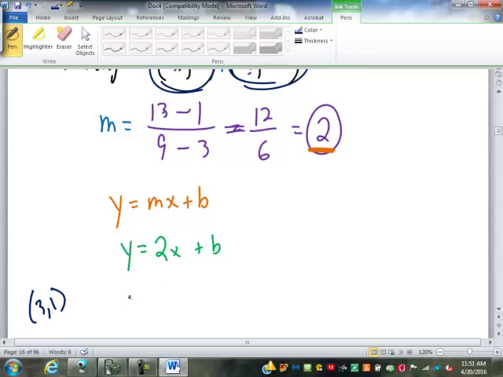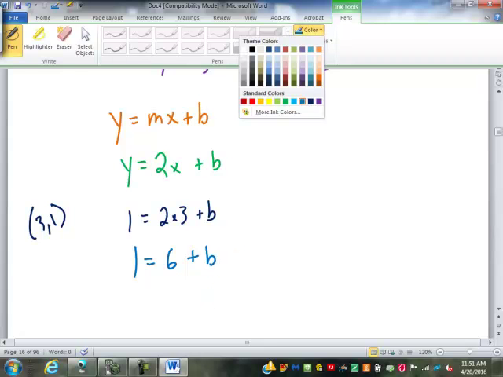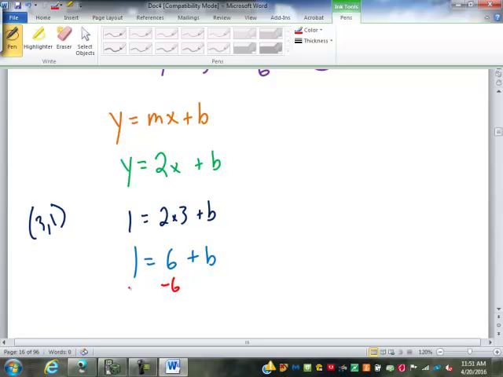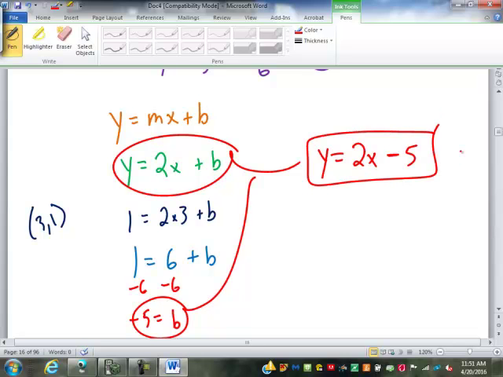So the 1 goes in for y, and the 3 goes in for x. So now I can do 2 times 3 is 6. So 1 equals 6 plus b. Solving, all I have to do is subtract 6. So I get a negative 5 equals b. So if I put that back into my original equation here, y equals 2x. b is negative 5. So instead of plus a negative 5, I'm just going to put in minus 5. So y equals 2x minus 5 should be our equation.